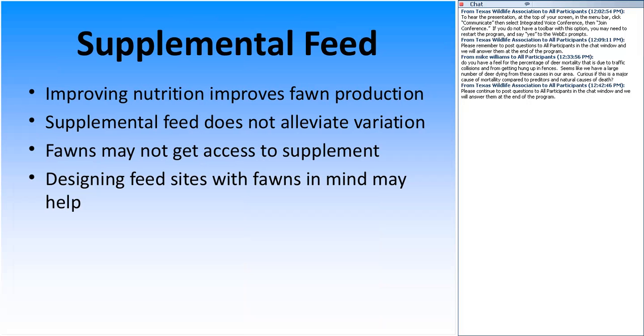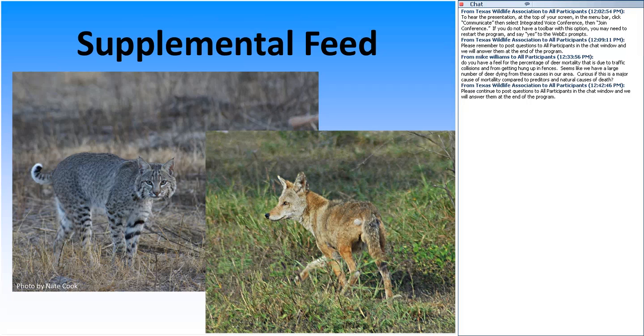Improving nutrition does improve fawn production. However, the supplemental feed does not alleviate this environmental variation that we see. It can improve fawn production, but you're still going to have typically better fawn production in good wet years than you are in dry years. Fawns may not get access to the supplemental feed, which could be contributing to this overwinter mortality and could be influencing the fawn growth rates as they continue to mature. And so designing feed sites with fawns in mind may be something that you'd want to think about.